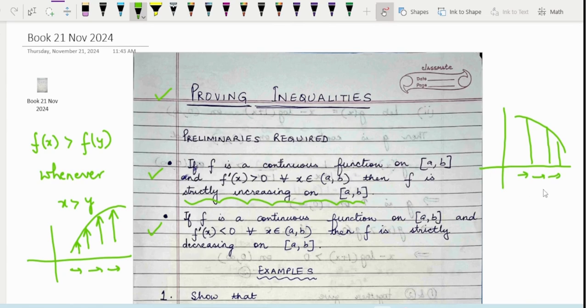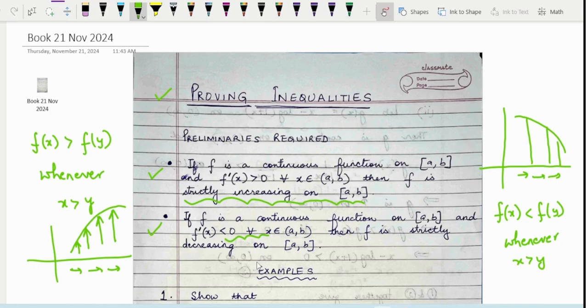This is how we define decreasing functions. Whenever you have x more than y, then f(x) is less than f(y). So it's the other way around. The inequality gets reversed. If you increase x, the height decreases. This is what decreasing function means, and this is what increasing function means by definition. And these are the two criterions which help you to decide increasing decreasing nature of the function, provided the function is differentiable.